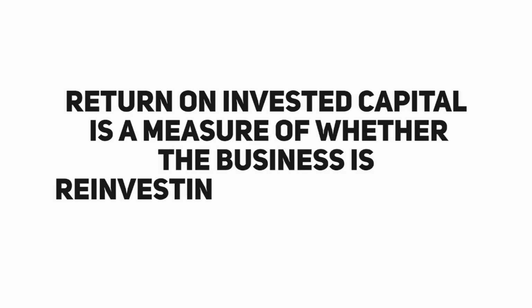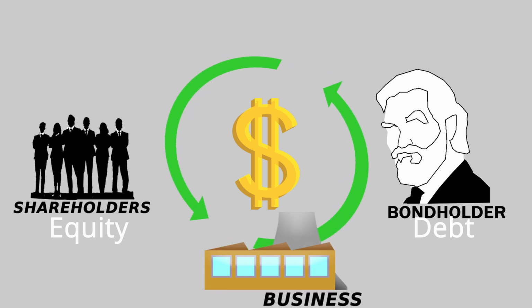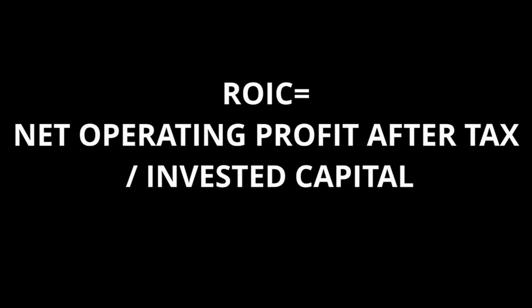Return on invested capital is a measure of whether the business is reinvesting its capital well. It looks at how well a company uses its debt as well as its money invested in it by the stockholders to generate additional income. It can give an idea of how effective the company's current management is in creating value. The formula is net operating profit after tax divided by invested capital.